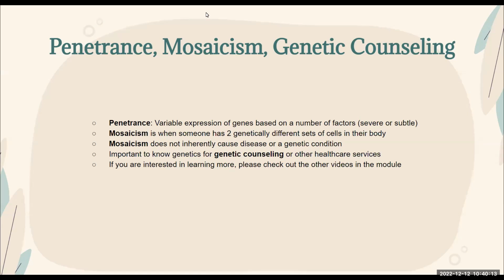Another consideration is what is known as mosaicism. This is when someone has 2 genetically different sets of cells within their body. And each group of cells has different expression patterns that result in different phenotypes within a person's body. Mosaicism does not inherently cause disease or genetic condition.